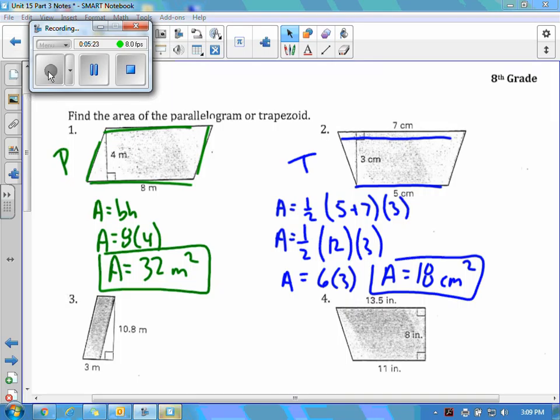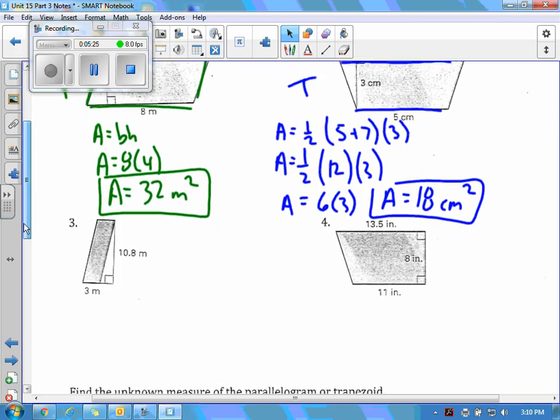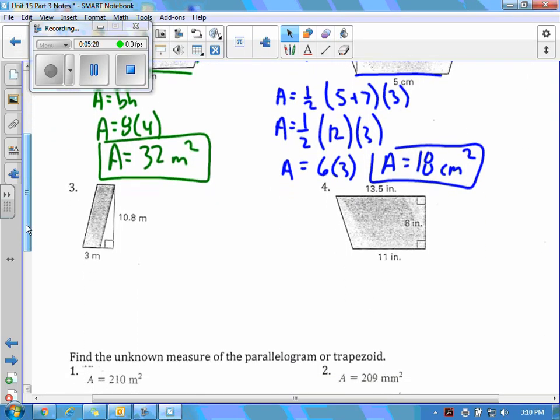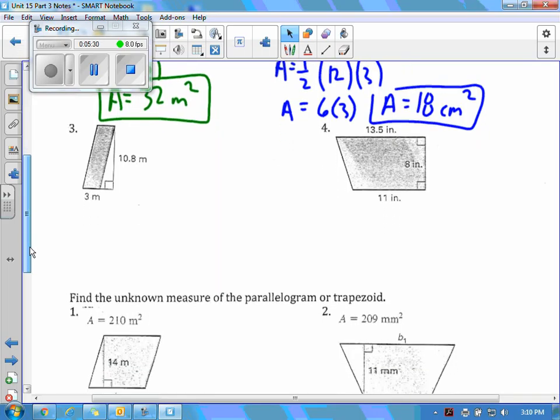Alright, so I'll leave 3 and 4 for you. One's a parallelogram, one's a trapezoid. Make sure you figure out which is which first before you worry about finding the area.